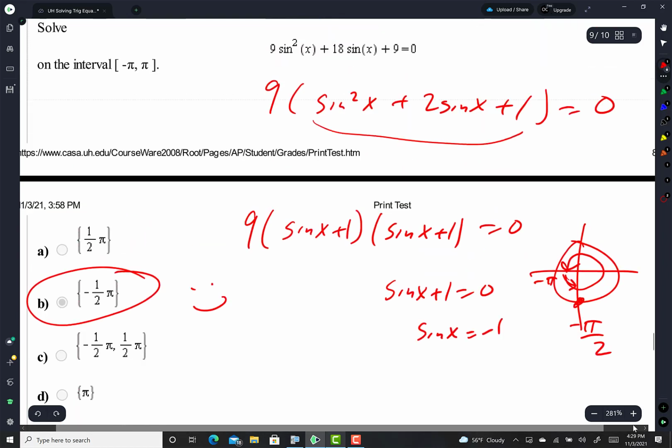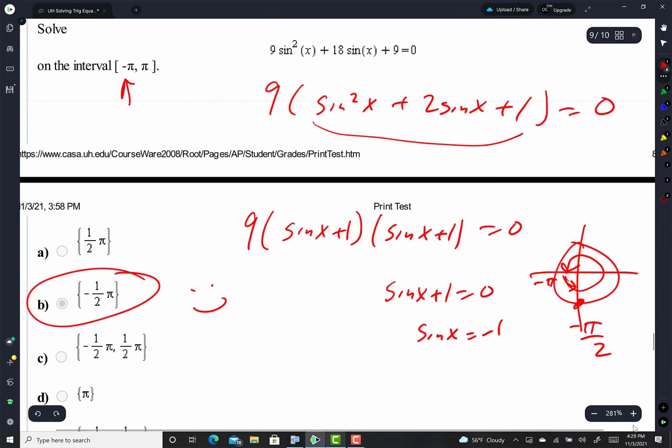You always start at negative pi, and you work your way towards pi. So here's negative pi, and then I work my way towards pi. You're always going to go counterclockwise because you go left to right. In this situation it's negative pi to pi, but if it was like 0 to 2 pi? Yes, then you would say 3 pi over 2. Okay, that's the one down there.